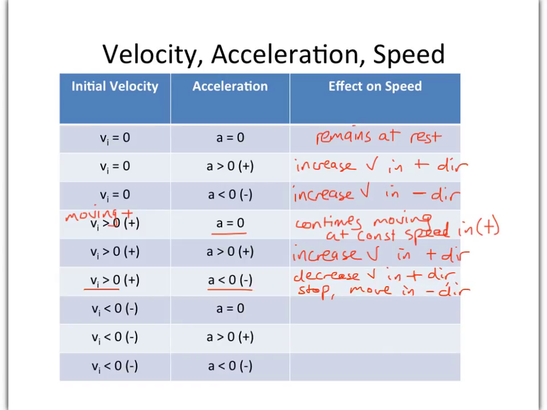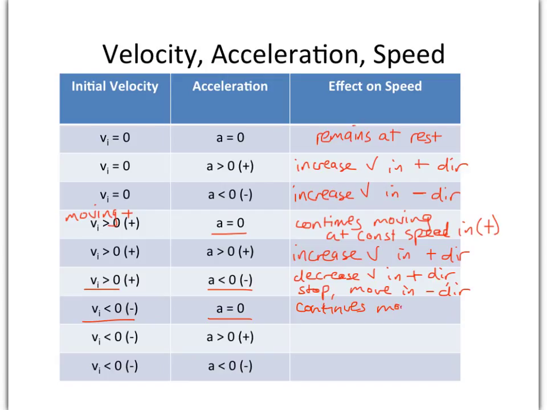All right, if given enough time, this thing moving in the positive direction will be moving forward, but with this negative acceleration, it will slow down and then eventually start accelerating in the negative direction. I should say accelerate in the negative direction right there. Okay? Initial velocity is less than 0, so initial velocity is negative. No acceleration. What happens here? It continues moving.